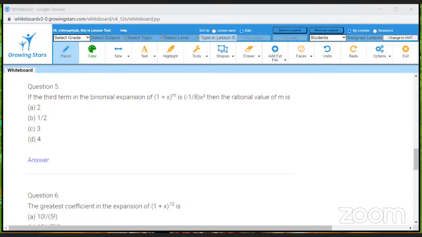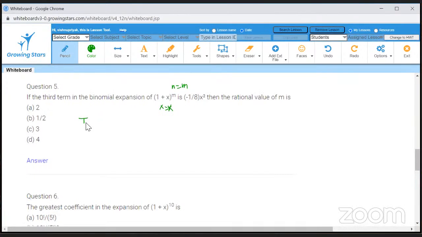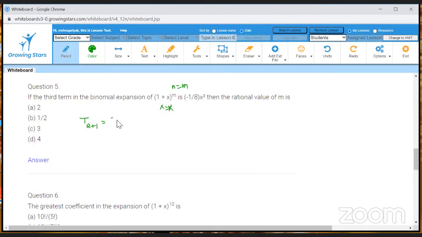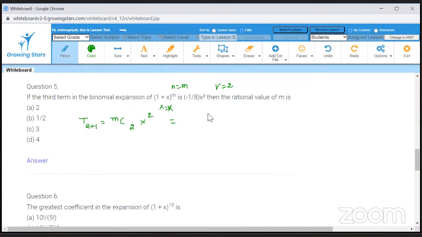So first of all, you have to take the third term. See, x is x only, and the power n is m. So if you take the third term, 2 plus 1, you will have nCr, because r is 2 when you're talking about the third. nCr x power r. And this third term is minus 1 by 8 x squared. So on both sides you can remove x squared. mC2 is minus 1 by 8.